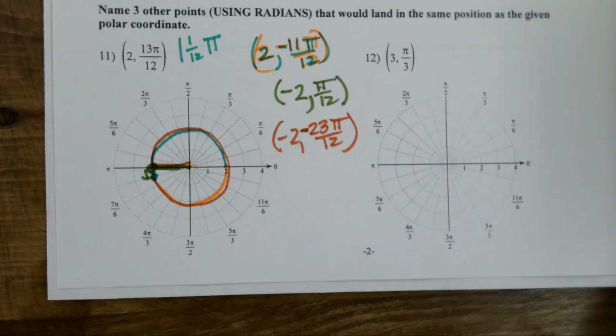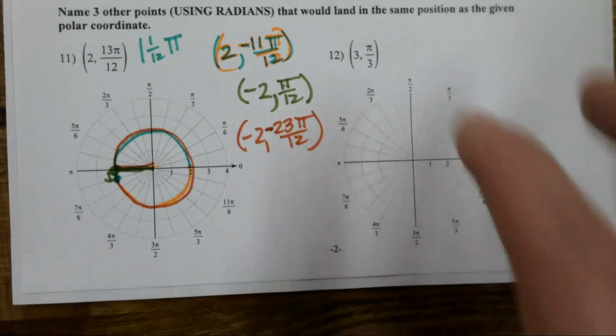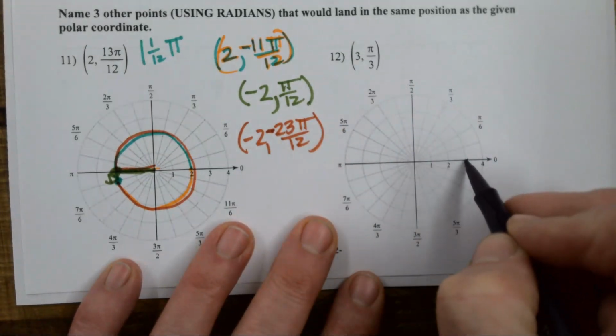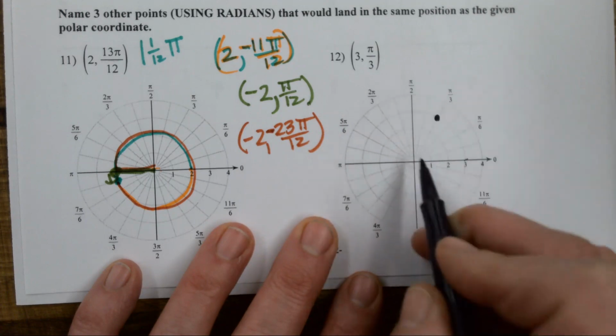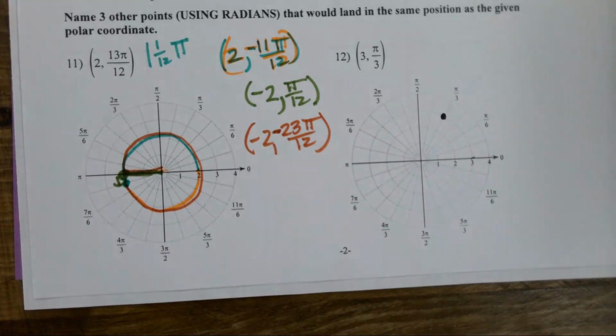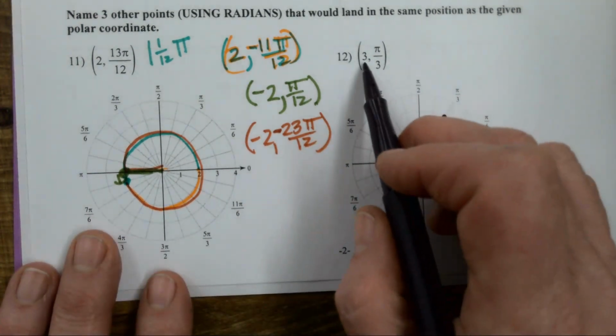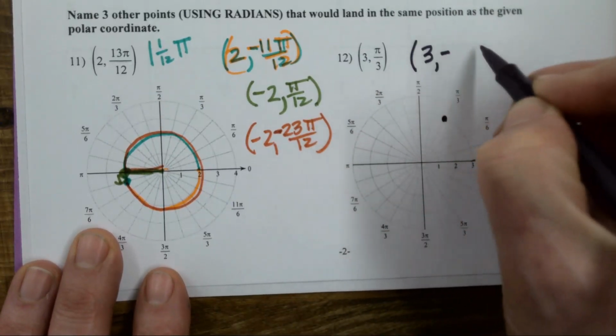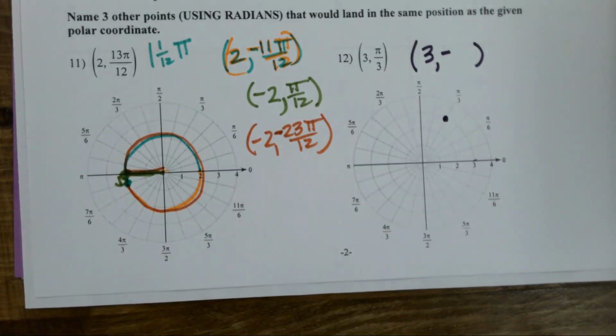So let's go and do the next one. Give it a whirl. Free your mind. Let's start by plotting it. I made it a nice family one. Radius 3, move up to pi over 3. So radius 3 up to pi over 3. I plotted my point. There I am, sitting nice in the first quadrant. This was a positive radius, positive angle. I want a positive radius and a negative angle. How far do I have to move backwards?